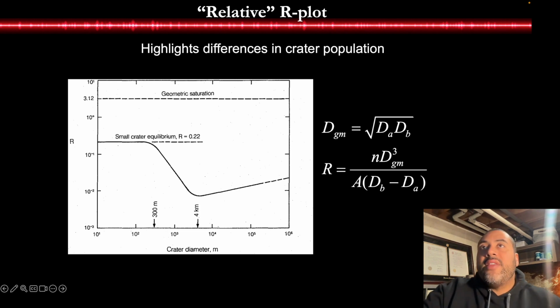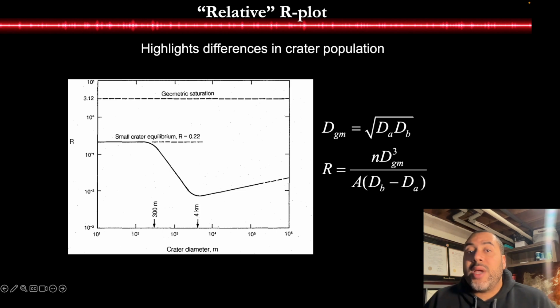And effectively, that is what DGM, or diameter geometric mean, does. If you have two edges to your diameter bins, D_B and D_A, you can then calculate a geometric mean for the diameter of the bin. And then from there, you can calculate the R value with the understanding that A is the representation of the area.